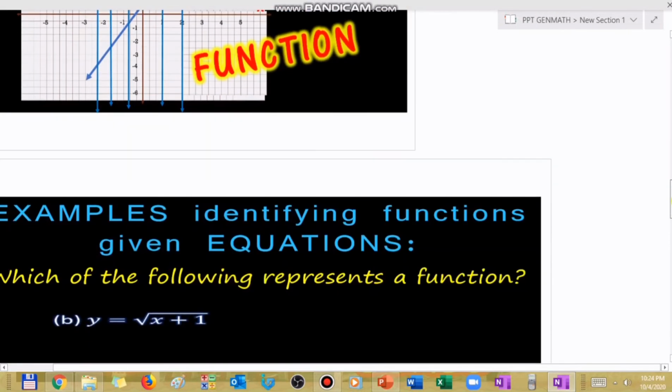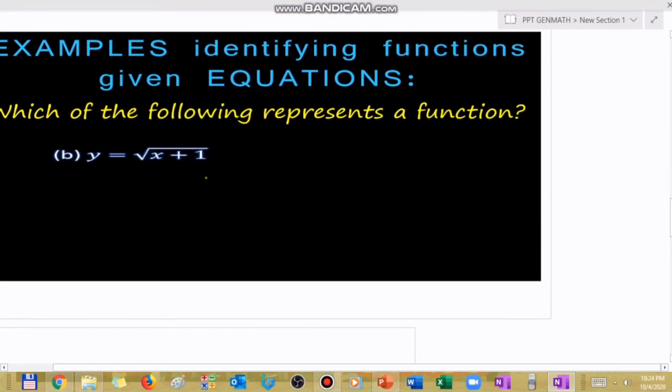Let us take our example number 2. What if we have this one? Y is equal to the square root of x plus 1. So let us evaluate. Let's say x is equal to 3. Y is now equal to the square root of, instead of x, replace it by 3, so 3 plus 1. So y is equal now to the square root of 4. What is the square root of 4? It's either positive 2 or negative 2.